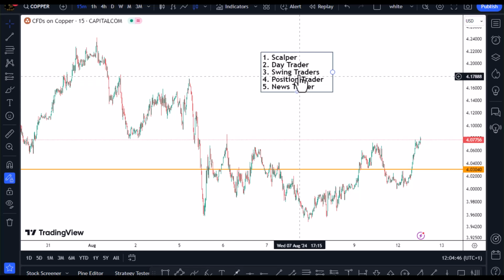And we have the swing traders. These are traders that tend to hold their position for days or weeks. So they tend to trade on the higher time frame, starting from the 4-hour chart all the way to the weekly chart, right? And we have the position trader. This type of trader can hold their position for weeks or months, right?